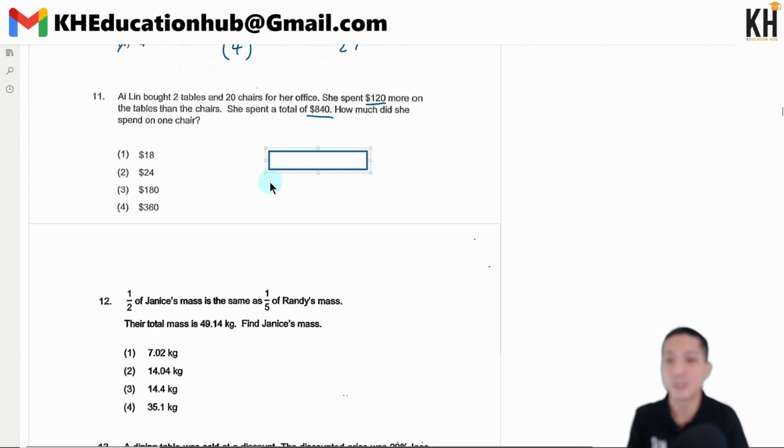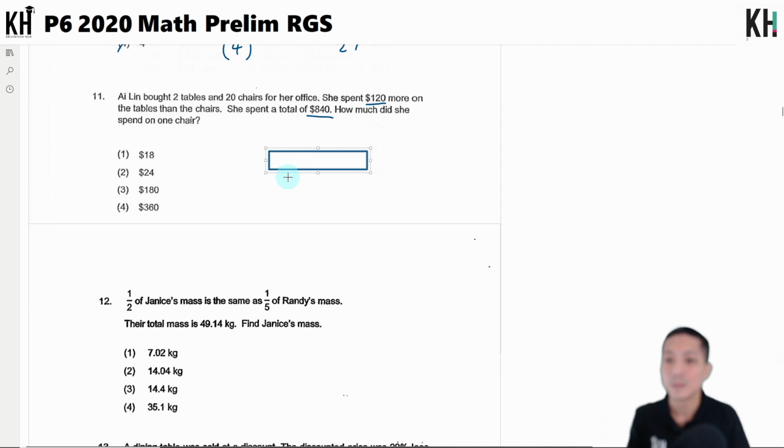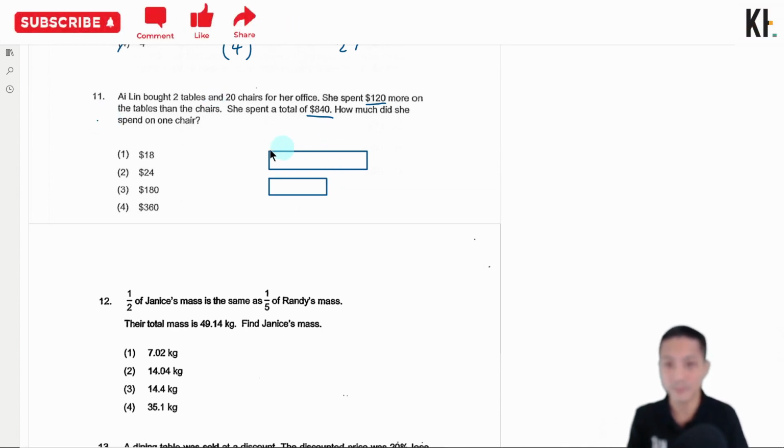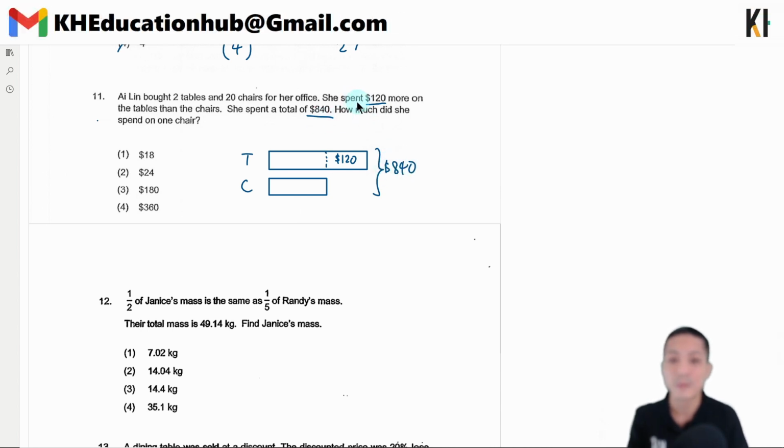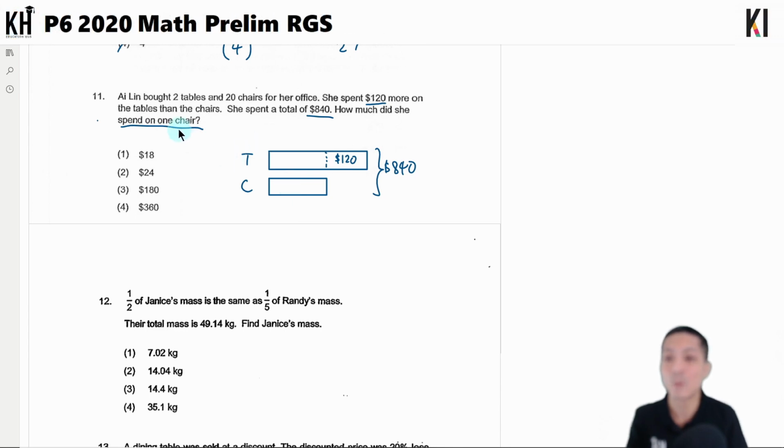If I were to draw a simple model for the table and for the chair, the chair will be less, right? I'm just going to draw something like that. So this will be the table, this will be the chair, and this will be the $120, and all together she spent $840. The question wants to find how much she spent on one chair.